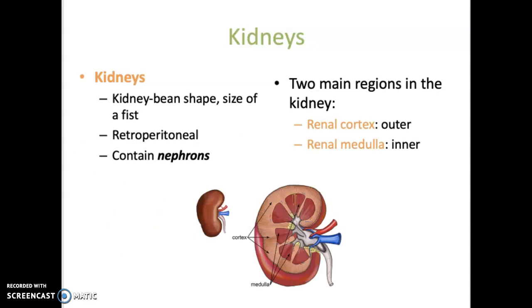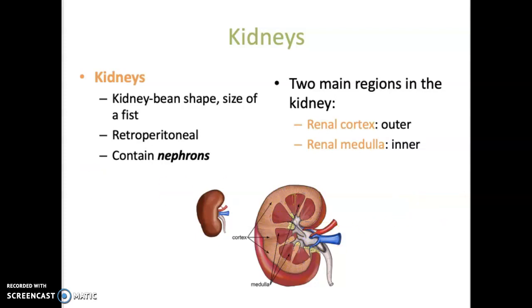The kidneys themselves are roughly the size of a fist, and they are the shape of a kidney bean, as you can see here. These two organs are located slightly above the waistline. They are retroperitoneal, which means that they're located behind the peritoneum. They are not enclosed within the peritoneum like most of the other abdominopelvic organs. And there are two main regions within the kidney. When you cut it open, you can see the renal cortex is the outer region that's shown in a lighter color here. And the renal medulla is the inner region where you see these triangular shapes.